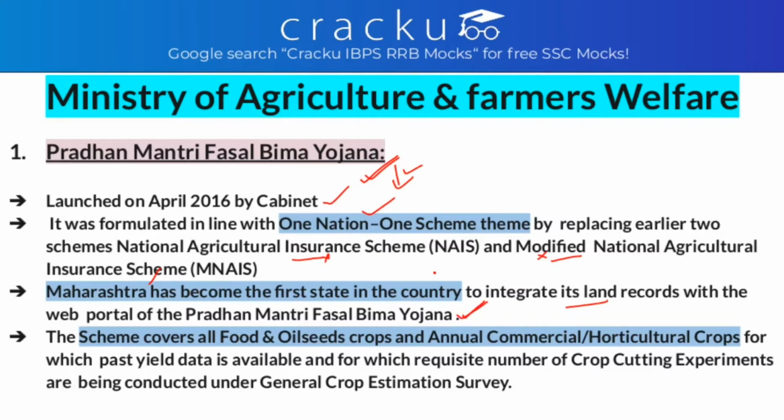What does this scheme cover? Under this scheme, it covers all food and oilseed crops, annual commercial and horticulture crops for which past yield data is available. So remember, for which the past yield data is available and for which the requisite number of crop cutting experiments has been conducted under the General Crop Estimation Survey.